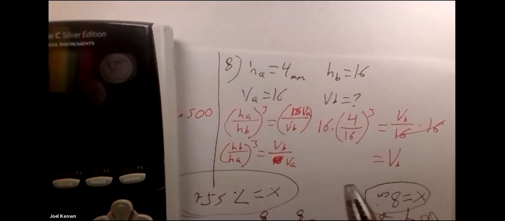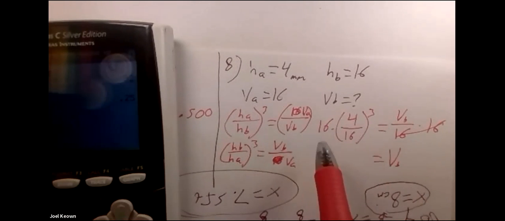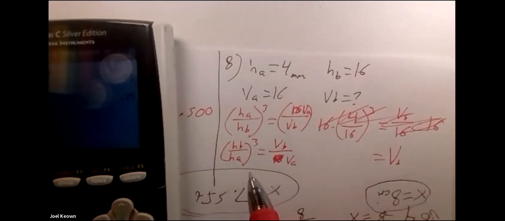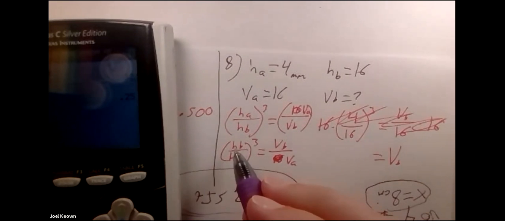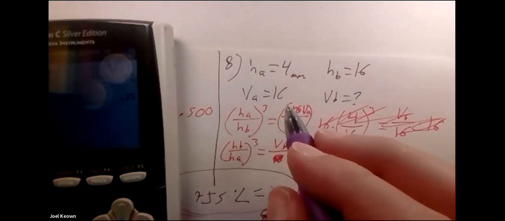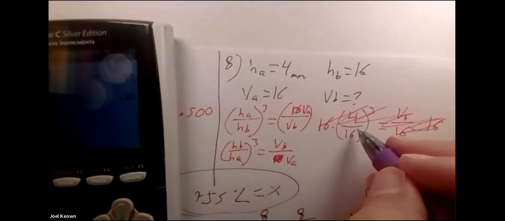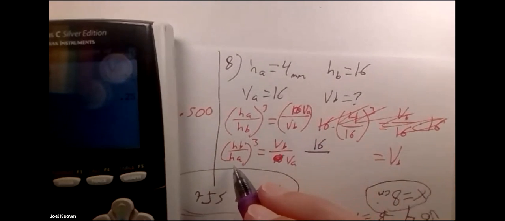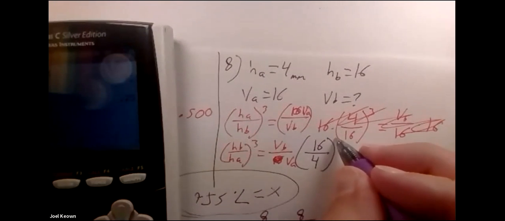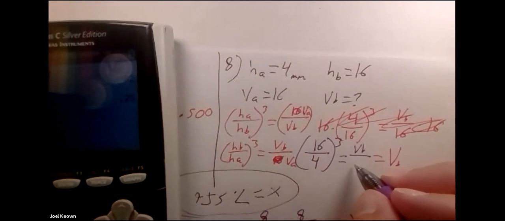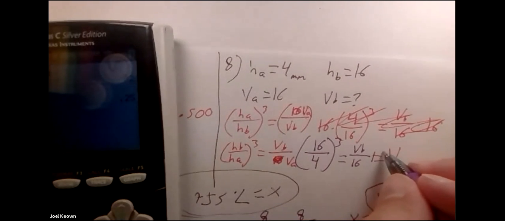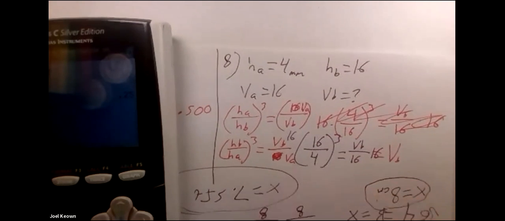All right, so I made a mistake because I got 0.25 as an answer, and my mistake was right here. I wrote this down correctly, I just didn't plug into them correctly. My H of B is 16. That's where I made a mistake. I plugged it in the wrong spot. 16 over my H of A is 4. I need to cube that. My V of B, I don't know. My V of A is 16. There we go. Now I can multiply both sides by 16. Now the 16 is on top.